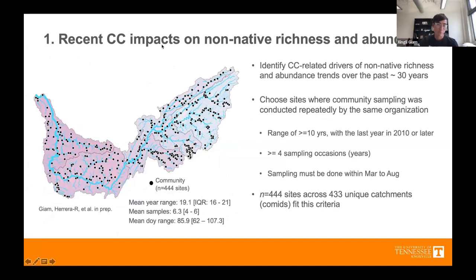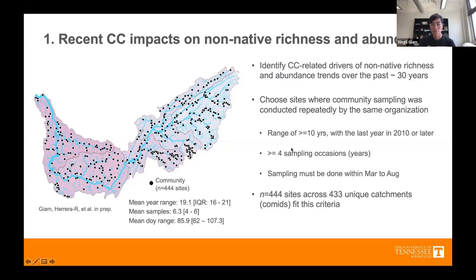So first question, we want to look at the recent climate change impacts on non-native richness and abundance. So basically, identify climate change related drivers of non-native trends over the past 30 years. What we do is, out of all the sites that we have, we choose sites where community sampling was done by the same organization repeatedly through the years, giving us some kind of a time series. It's not going to be a perfect yearly time series like what you might get in France or in different parts of Europe, but it's still pretty good.